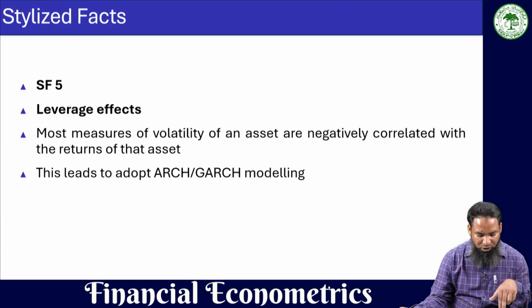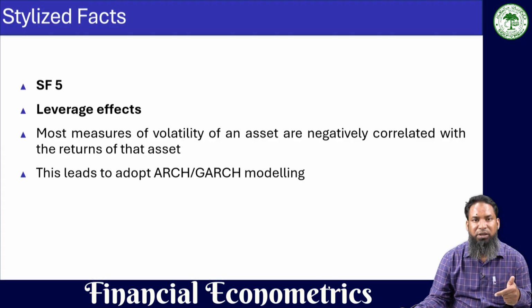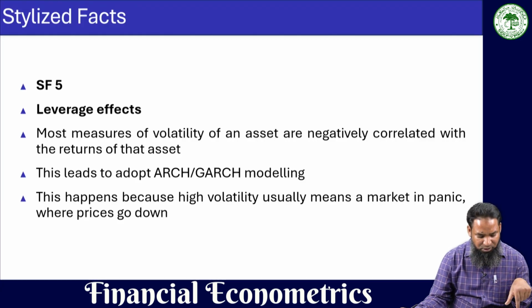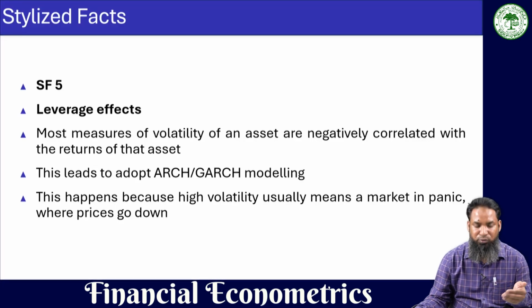So this will warrant us to adopt autoregressive conditional heteroskedasticity or generalized autoregressive conditional heteroskedasticity models. This happens because high volatility usually means a market in panic, where the prices go down.